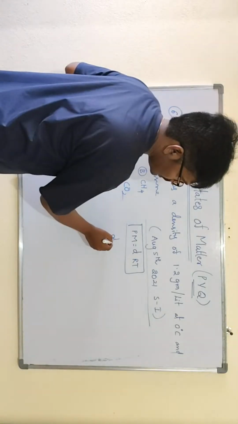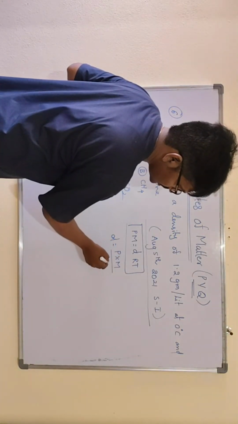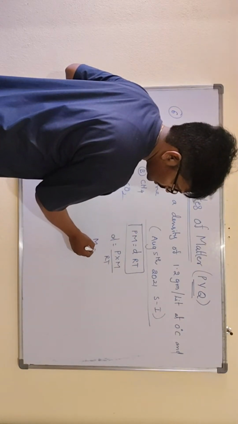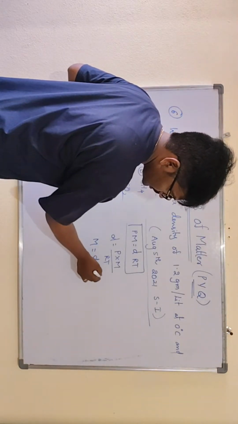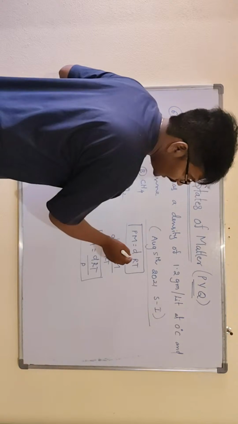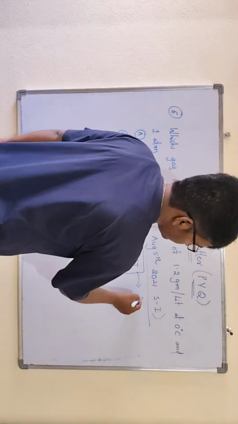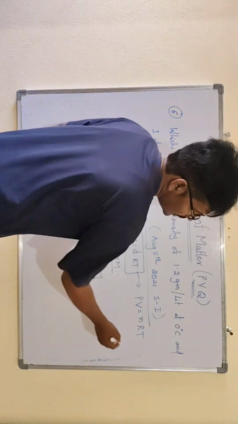Sir, for density, P into molar mass divided by RT. Density is given, so to get molar mass, molar mass equals DRT divided by P. So this relation comes from again PV equals nRT. Sir, n is nothing but what?